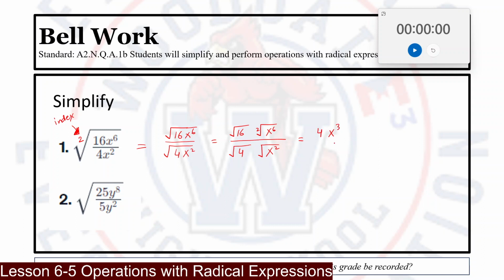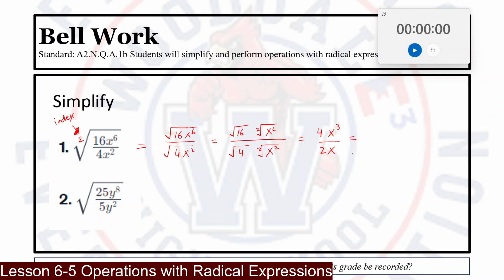Is there anything left over? No. In the denominator, I have square root of 4, which is 2. Again, the index here is 2. So what is 2 divided by 2? 2 divided by 2 is 1. So x raised to 1. There is no leftover. So there is no square root left.